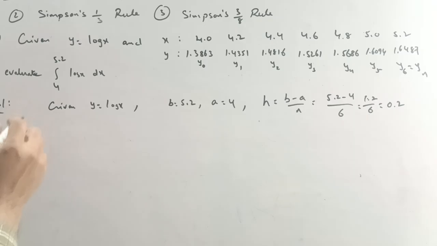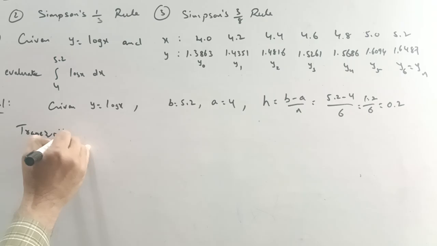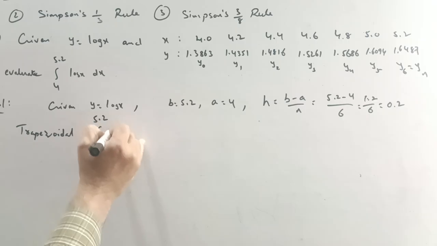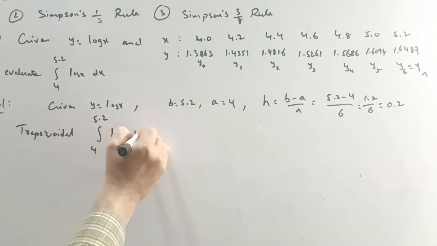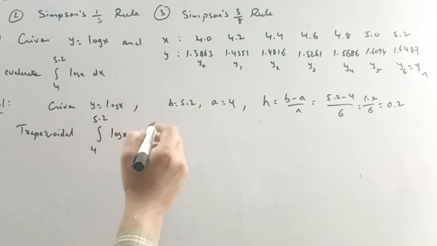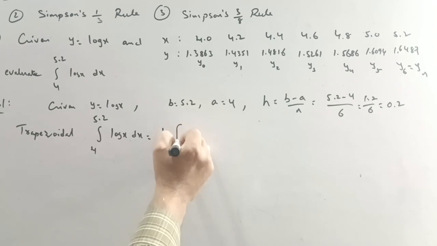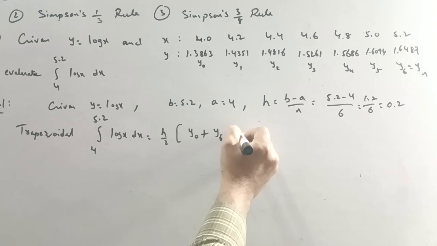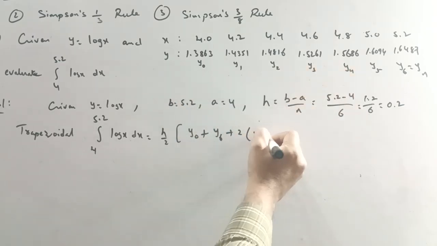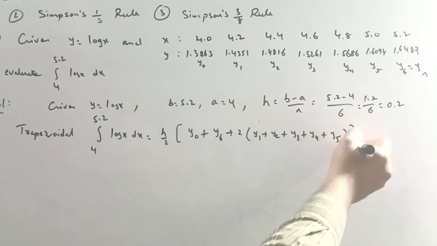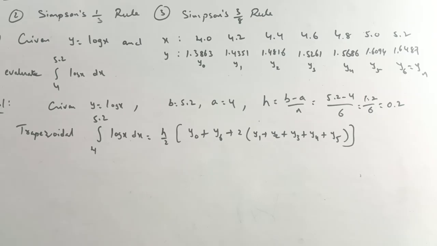Now see, substitute first in the trapezoidal rule. What is the trapezoidal rule? Trapezoidal rule, integral a to b. Here a is 4 and b is 5.2. y is log x dx, equal to, what is the formula? The formula of the trapezoidal rule is h by 2, y0 plus yn. What is my last ordinate here? y6, plus 2 into the remaining ordinates, y1 plus y2 plus y3, y4, y5. So these are the last ordinates.